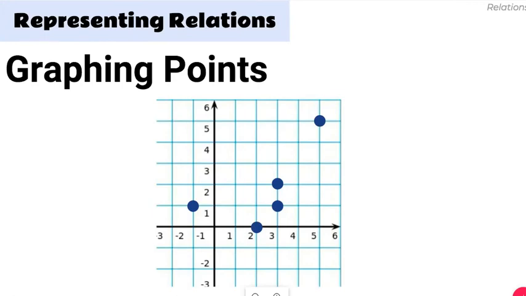Graphing points is another way to show a relation. Now, these are all the same ordered pairs. The list of points, if you notice, matches the table. The table is going to match these ordered pairs. So I have my ordered pair -1, 1 is right here. My next ordered pair, and I'm just working left to right, is 2, 0. My next ordered pair is 3, 1. Then I have 3, 2.